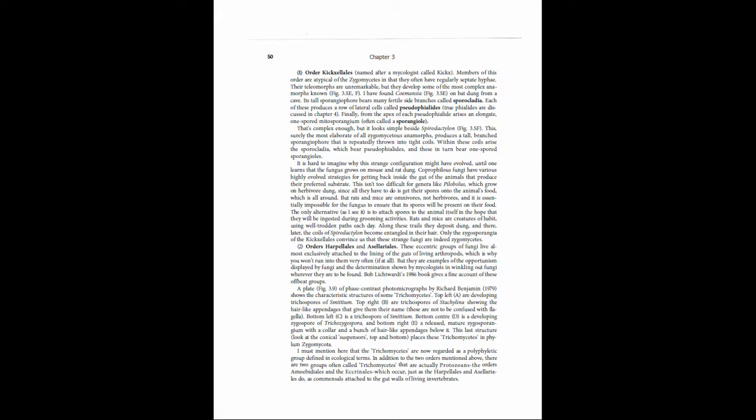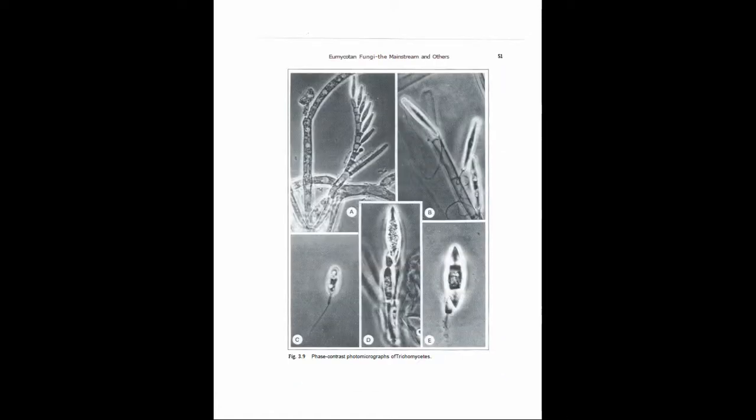I must mention here that the Trichomycetes are now regarded as a polyphyletic group defined in ecological terms. In addition to the two orders mentioned above, there are two groups often called Trichomycetes that are actually protozoans, the orders Amoebidiales and the Eccrinales, which occur, just as the Harpellales and Asellariales do, as commensals attached to the gut walls of living invertebrates, not Eumycotan fungi, the mainstream and others. Fig 3.9 Phase contrast photomicrographs of Trichomycetes.